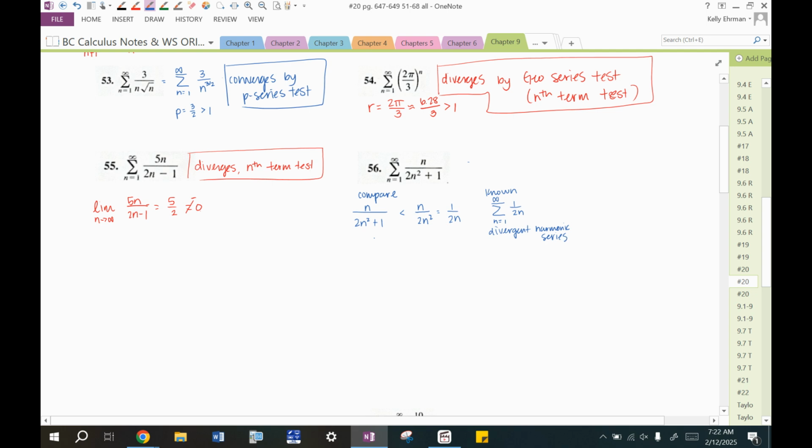And because the series or the terms that are on top are diverging, that doesn't tell me anything about the ones that are decreasing faster. So we have to do LCT to figure out if these two things act together or not.